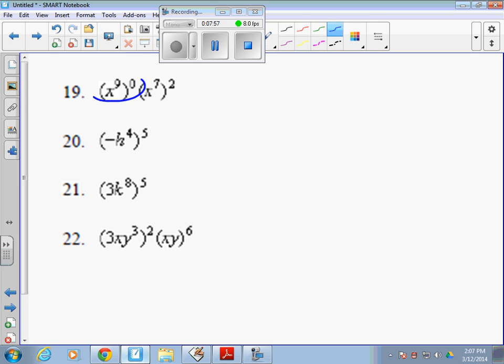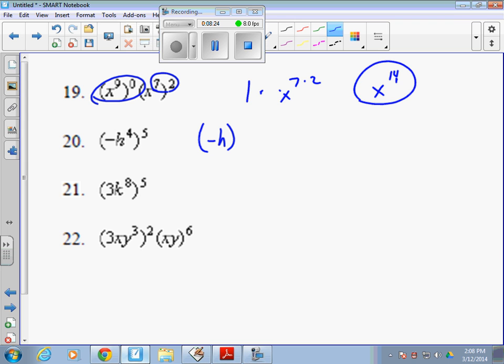Anything being raised to the 0 exponent, or when you multiply 9 and 0, you get 0, is 1. So that's 1 times x to the 7th to the second power, which means x to the 7 times 2, which is 1 times x to the 14th, which you don't have to write 1 times something, simply x to the 14th. Negative h to the 4th to the 5th. So that looks like negative h to the 4th to the 5th, which is negative h to the 20th power. And that's going to stay just like that. It doesn't have to ride the elevator because it is a positive exponent.